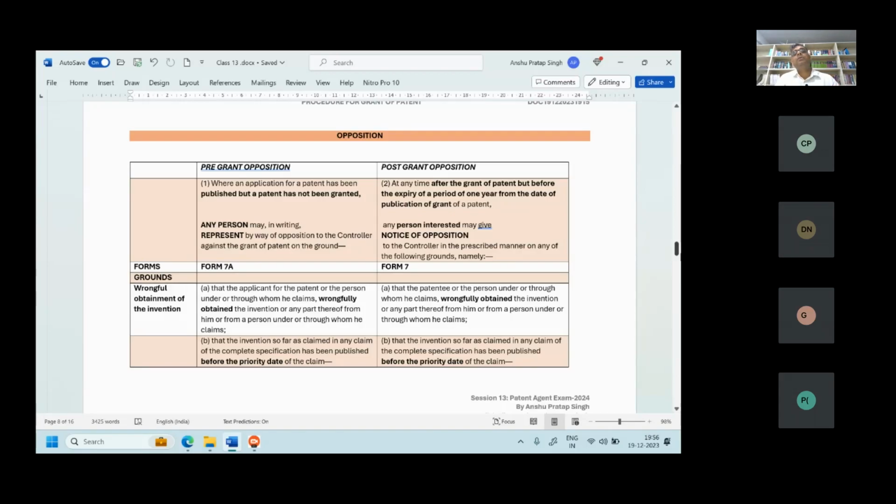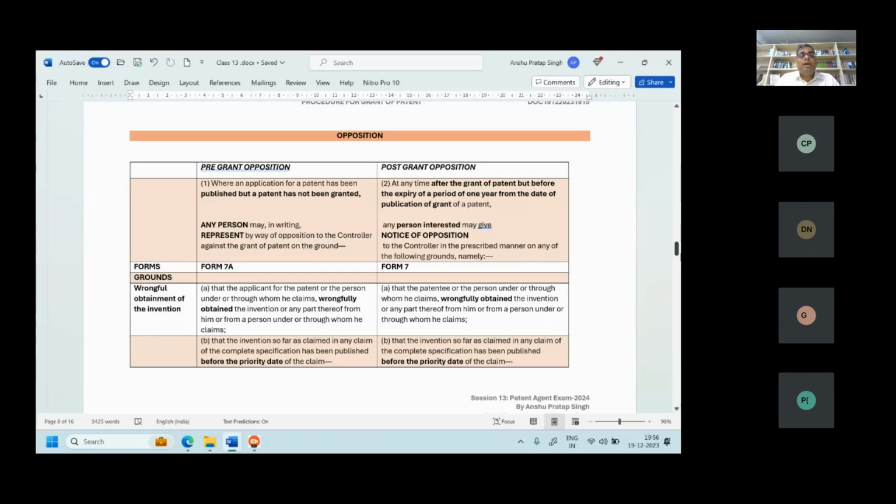You remember one ground, you will remember for others. They are as it is. In one, it is said that applicant, and in post-grant opposition, you will be referring patent. Now, pre-grant opposition, who can file it? First is when it happens. Pre-grant opposition happens before the grant of patent. Post-grant opposition after the grant, before the expiry of 1 year. Please remember these two differences.